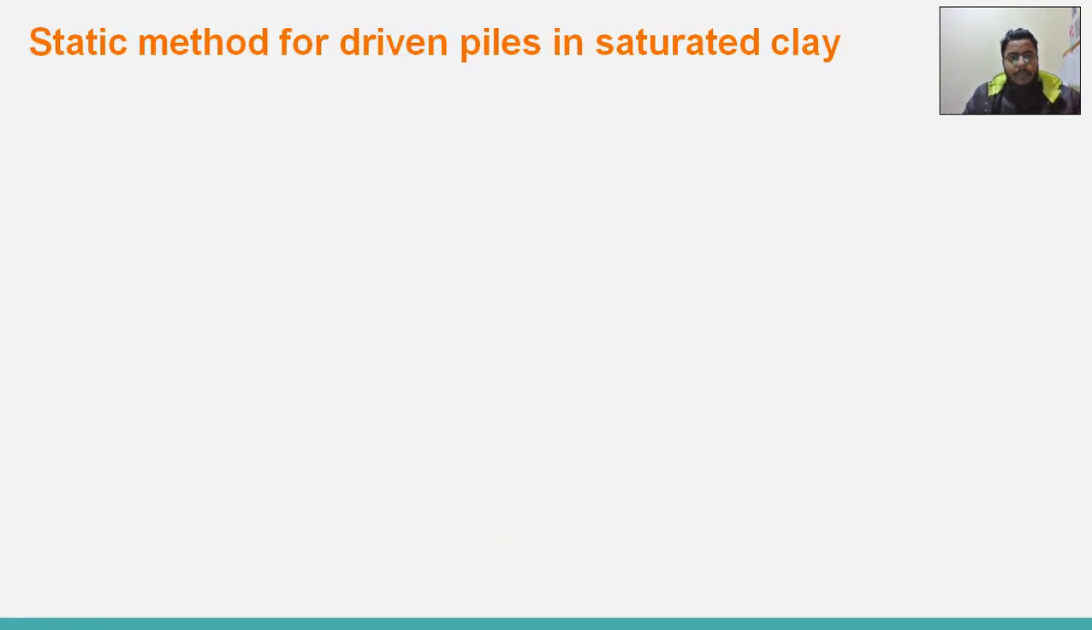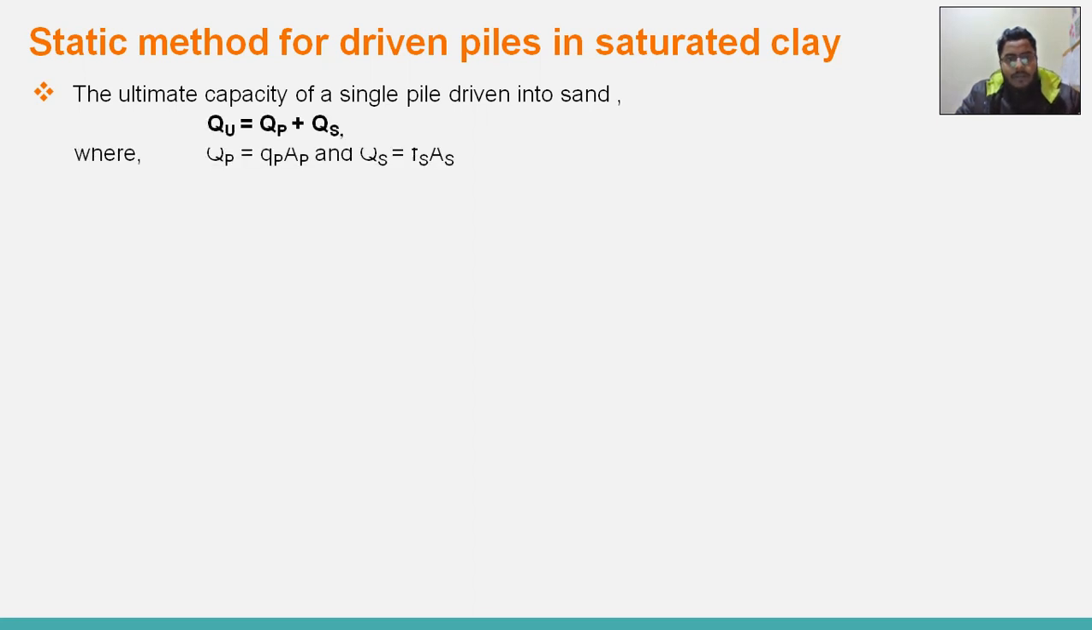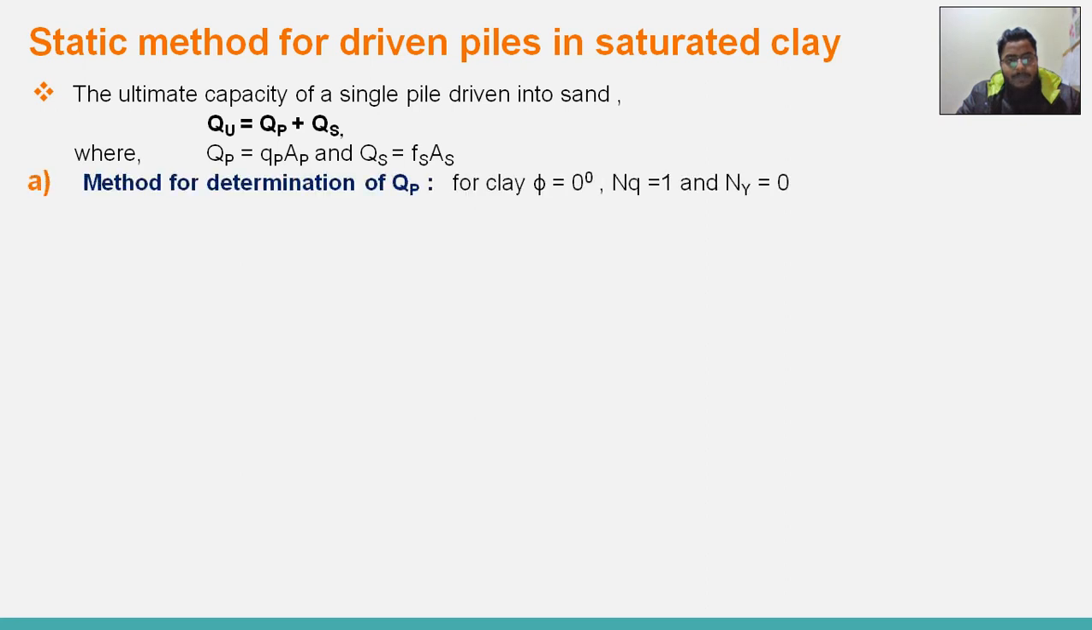Now, the static method for driven piles in saturated clay. The ultimate capacity for a single pile driven into sand, we can write as QP plus QS. Here we discuss clay, not sand. For clay, phi is equal to 0 degrees, and when phi is 0 degrees, Nq will be 1 and N gamma is equal to 0. By putting all these expressions, Nq, N gamma or Nc, in the Terzaghi theory, we get this result: c Nc plus q. Are you getting my point?